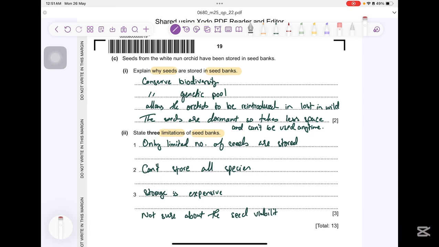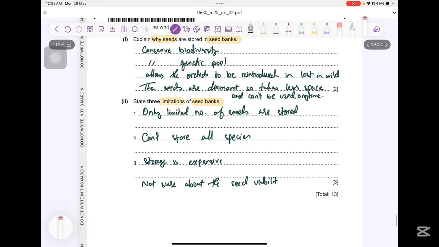So what is the importance of storing these seeds? It's to conserve the biodiversity. And I told you, when you mention the biodiversity, you've got to mention their sisters. What are sisters? The habitat and genetic pool. But since here we're not talking about habitat, since we literally collected the seed from the habitat, there's no specific habitat here. You can say conserving biodiversity is going to conserve the genetic pool, which allows you to reintroduce it in the wild when it's lost, preventing their extinction. And mention that they are dormant.